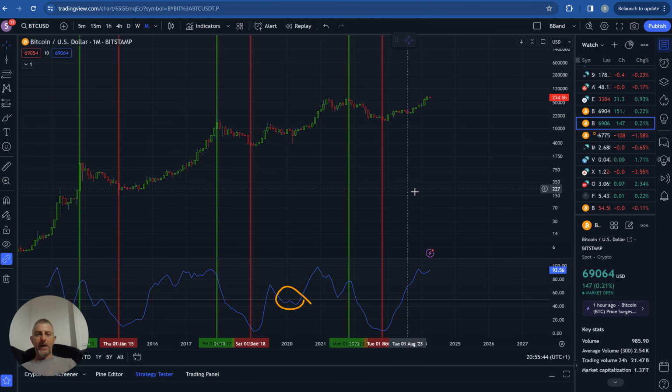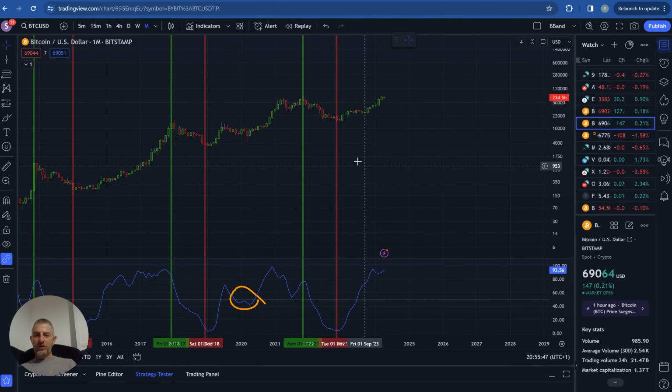All right? Now, clearly, you can see that the monthly stochastic is nowhere near the 50% mark. In fact, it turned back up as of the closure of last month. So it's not even heading down. And therefore, this to me is limited evidence, but it is evidence nonetheless that this bull market has more to give yet.